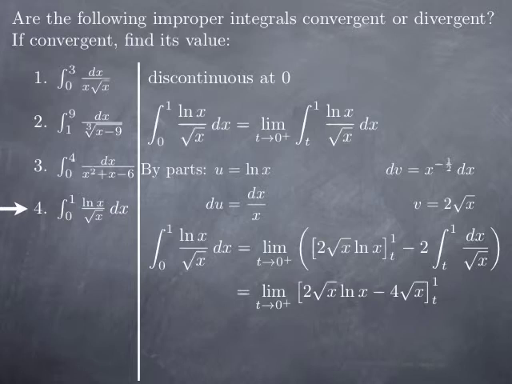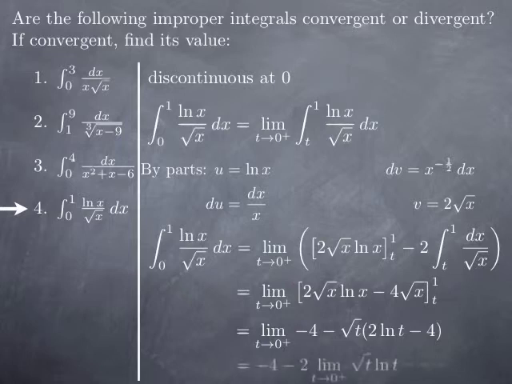When I plug in the value 1, the natural log is 0, and then I get negative 4 for negative 4 root x. When I plug in t, I'm going to get minus root t multiplied by 2 ln of t minus 4. So now I need to find the limit of this as t is approaching 0 from the right. And you see that if you multiply things through, you have negative 4, then you have negative 2 root t ln of t, and plus 4 root t.